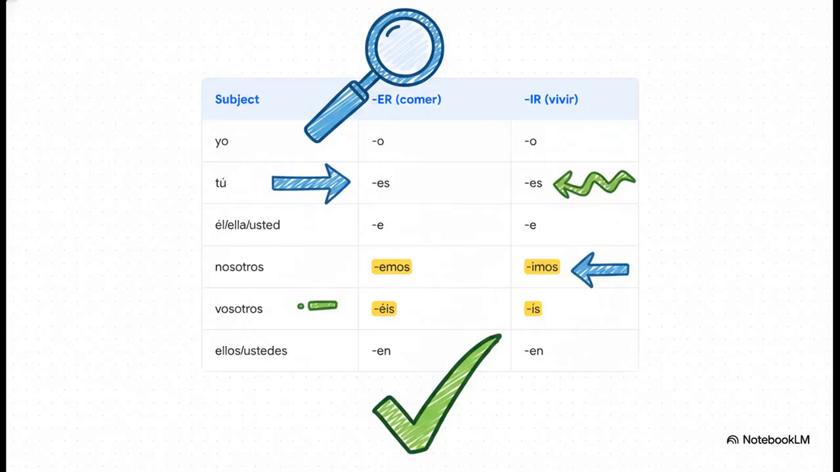Just look at this. They are almost identical. For I, you, he, she, and they, the endings are exactly the same. The only, and I mean only, difference is in the we and you all forms. That's it. So instead of cramming a dozen new endings into your brain, you just have to remember two tiny little changes. How awesome is that?